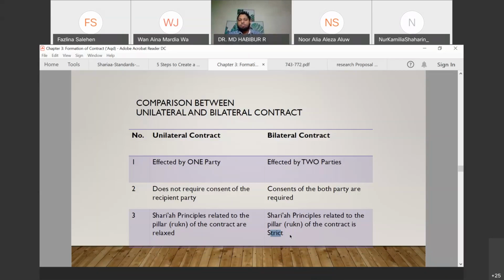All right. So the Sharia principles related to the pillars are relaxed, but in bilateral it is strict. Strict means everything should be clear, everything precisely documented, right? Everything should be clearly mentioned regarding the contracting parties, who is the buyer, who is the seller, all right? What are their conditions, what is the subject matter, what is the commodity, when is the time of delivery, when the payment should be done. Everything should be mentioned clearly in a bilateral contract. Okay, so this is the difference between unilateral and bilateral.